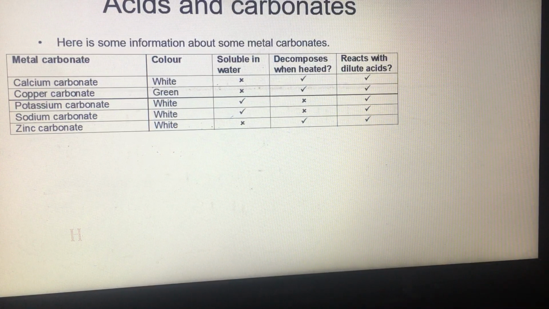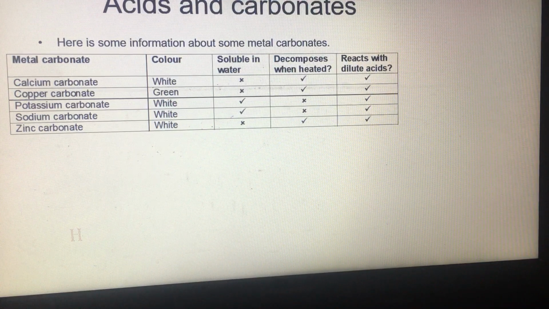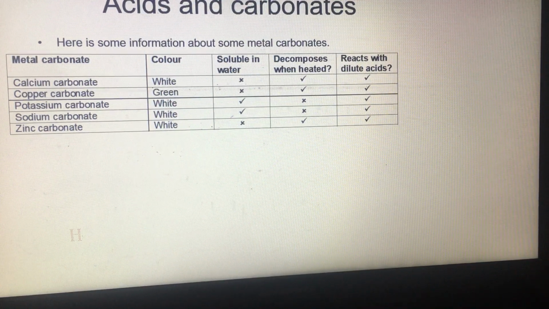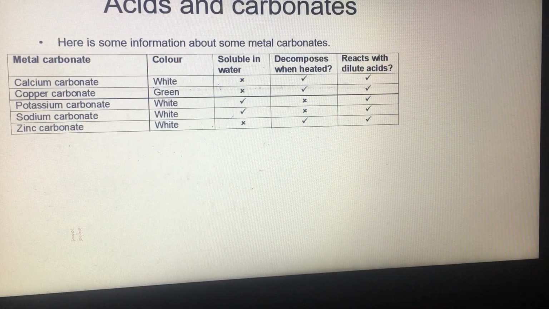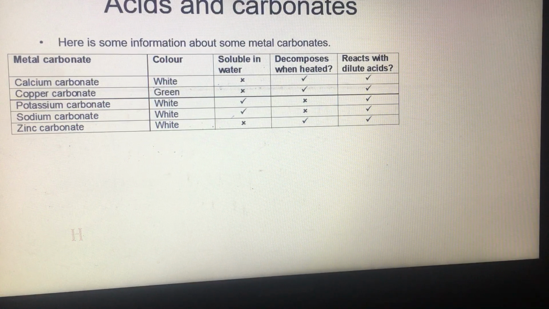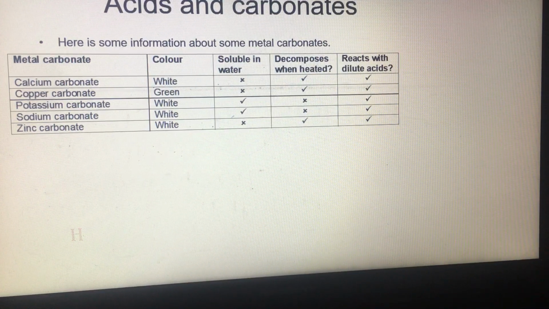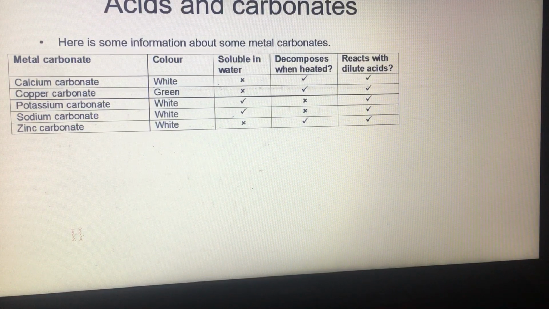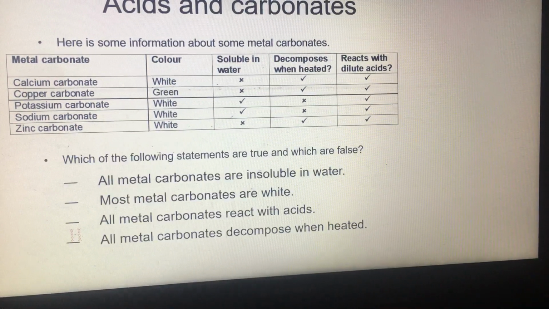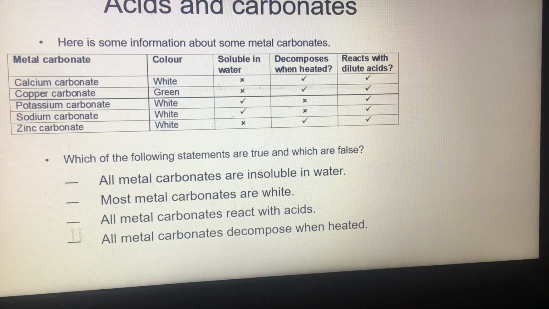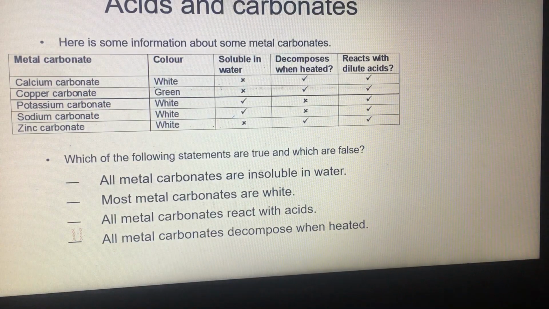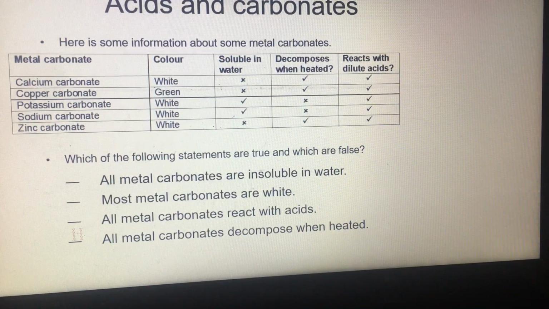What about decomposes when heated? That means they break down when heated. So potassium carbonate and sodium carbonate don't decompose when heated, but the other carbonates decompose when heated. The last thing, you will notice that all carbonates react with dilute acids. So here we have some questions about this table. Which of the following statements are true and which are false? Let's start with the first one.